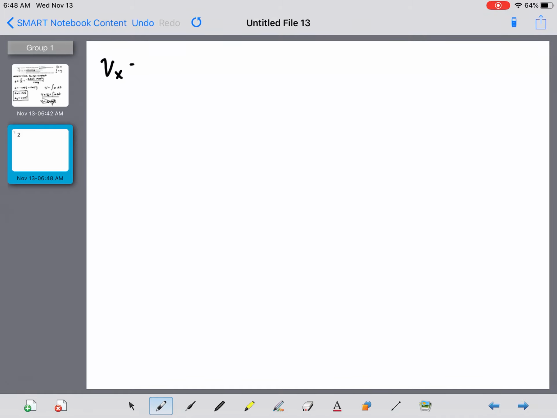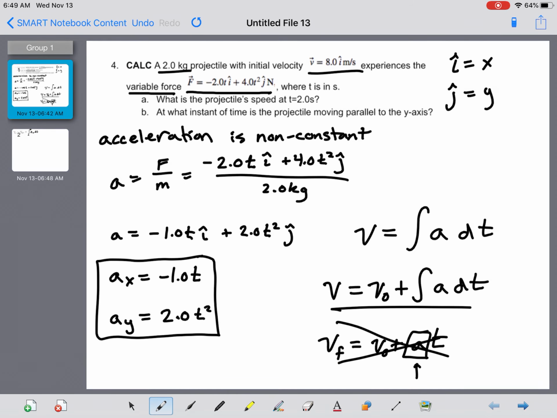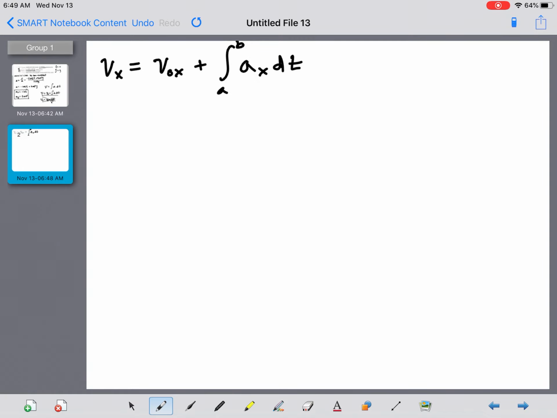If I have velocity in the x equal to initial velocity in the x plus the integral of acceleration in the x dt, I need to think, what interval am I taking this integral over? Because this integral has an initial condition and a final condition. I need to know what interval I'm taking it over. That's where part A comes in. It says, what is the projectile speed at 2 seconds? So I'm going to take this integral over the interval 0 to 2 seconds.